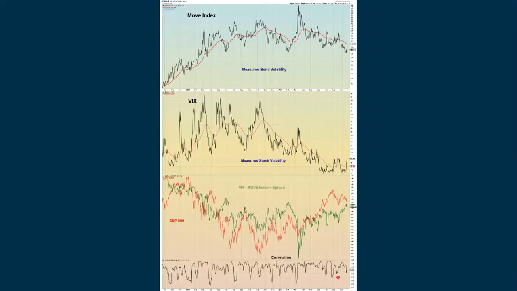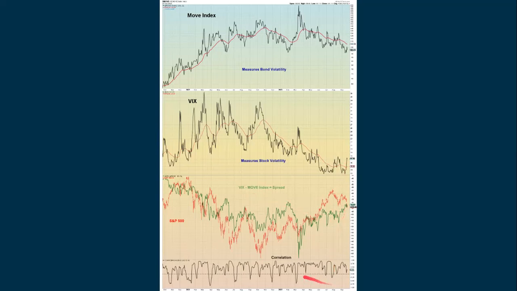Then we look at the MOVE index, which measures the volatility of bonds, and that's been picking up a little bit as bonds have been coming under pressure based on price. But we also look at the VIX, and that's really been spiking up as we've been having trouble with stock prices. And then in this next area, the red is the S&P 500, which has been under pressure, and the green is the VIX minus the MOVE index, just to give us an idea what general direction this is moving.